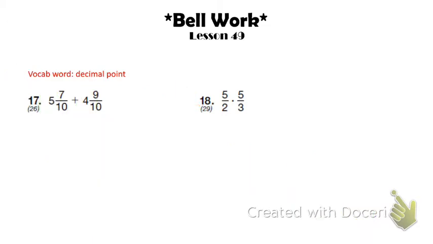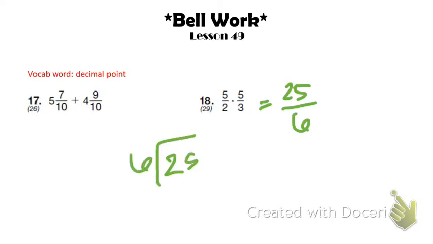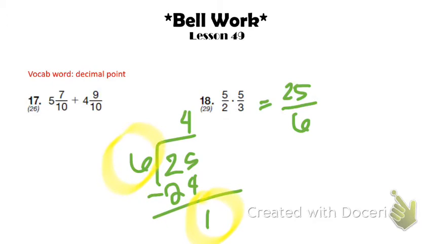Okay, number 18, we're multiplying 5 halves times 5 thirds. So if we do 5 times 5, we get 25. 2 times 3, we get 6. And then if we do 25 divided by 6, we know 6 goes into 25 4 times, which equals 24. And then we have a remainder of 1 out of 6. So our answer should be 4 and 1/6.